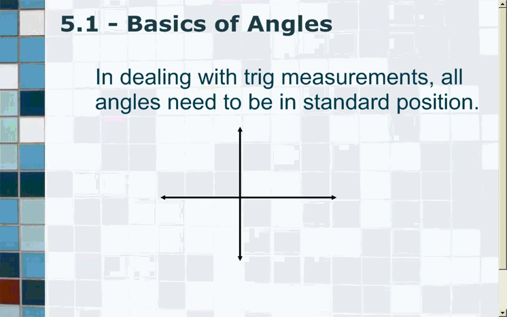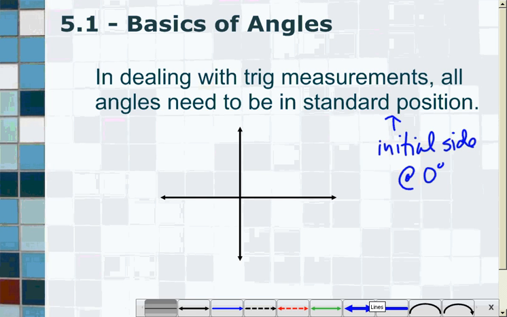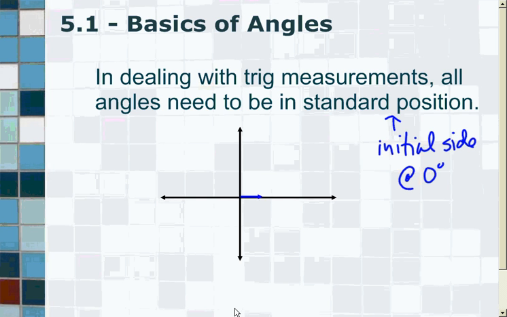Okay, standard measure, standard position. Standard position is with your initial side. The initial side is at 0 degrees. Okay? So you would have one side there, that's your initial side. And then you'll have a coterminal side, or your terminal side, excuse me.